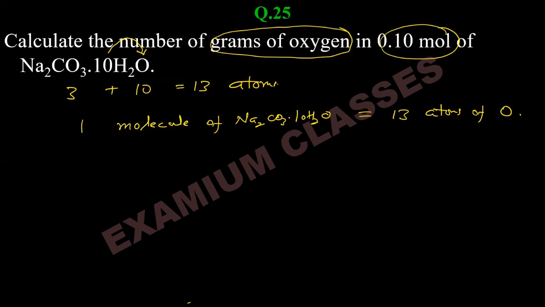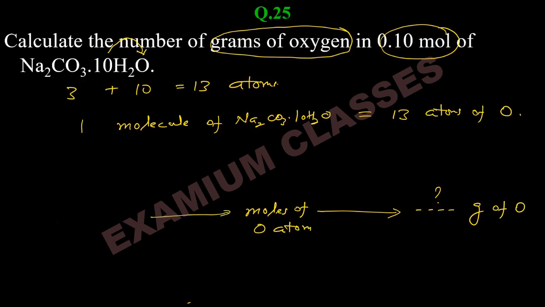We know that to get the grams of oxygen, we can get it from moles of oxygen. And how can we get the moles of oxygen? We can get it from moles of Na2CO3.10H2O if we get that relationship. So in 1 mole of Na2CO3.10H2O, we have 13 moles of oxygen atoms.